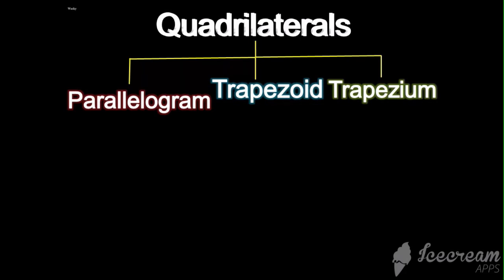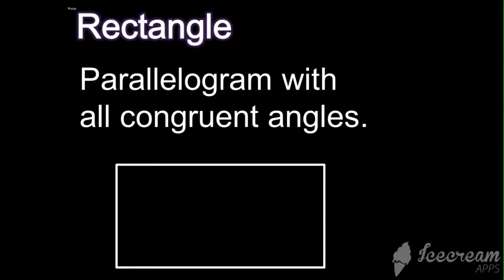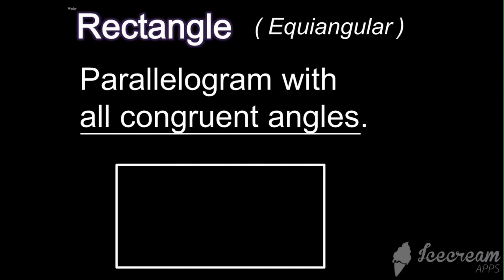Next, let us study the different types of parallelogram. The first one is a rectangle. What is a rectangle? A rectangle is a parallelogram with all congruent angles. Therefore, it is an equiangular parallelogram. If this is equiangular, what is the measure of each angle? Yes, you are right. The measure is 90 degrees. So all interior angles are 90 degrees.